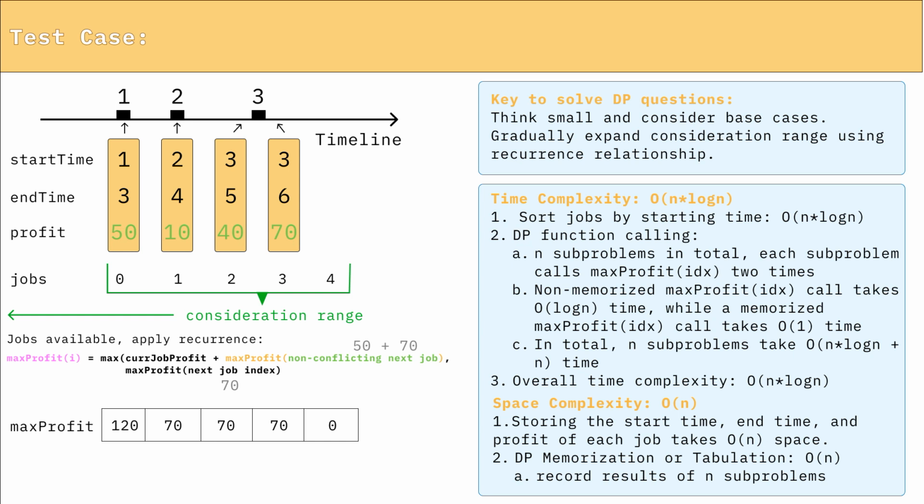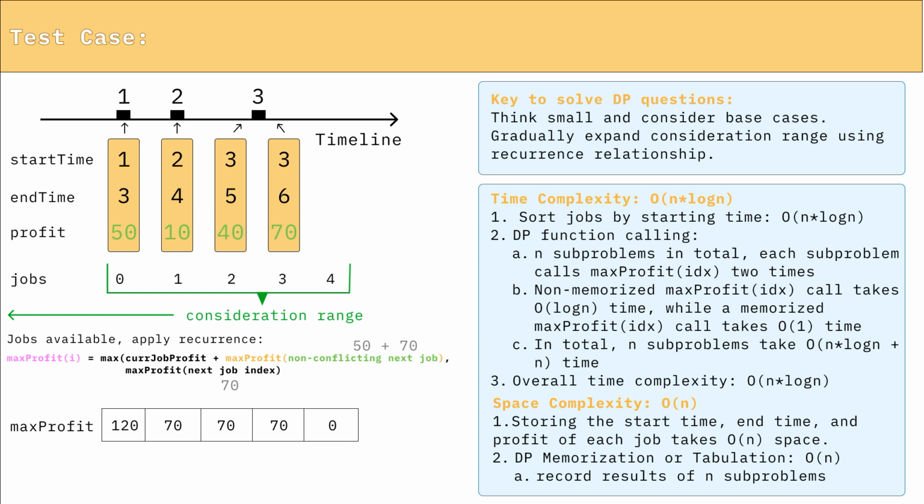Secondly, we do our DP function calling, and because we have n subproblems in total, each subproblem calls the max profit function 2 times. Also, a non-memorized max profit call takes O of log n time because we are doing the binary search, while a memorized max profit only takes constant time because the result is already memorized in our hash map or a bottom-up DP array. Therefore, in total, n subproblems take O of n log n plus n time, so that we have an overall time complexity of O of n log n.